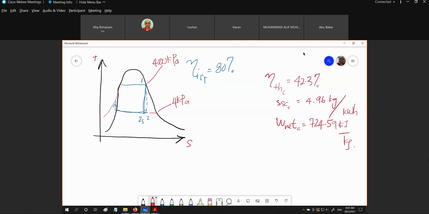In this case, we are not given the mass flow rate. So everything should be per unit kilogram, which is the specific property. Now 1, 2, 2, this is 3, this is 4. So we continue with our process. This is the process at the boiler side. Let us get all the enthalpy first. I'm not going to write down the formula for thermal efficiency, the SSC, or the Wnet, or maybe we can also find the work ratio. We calculate later. Right now I'm going to find all the enthalpy.